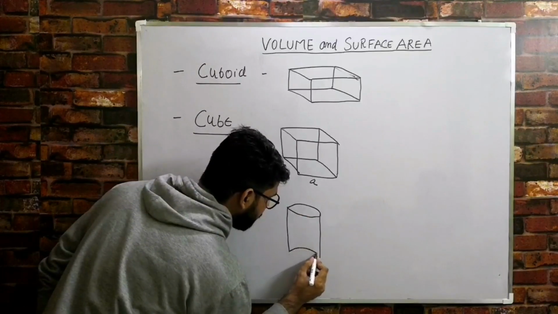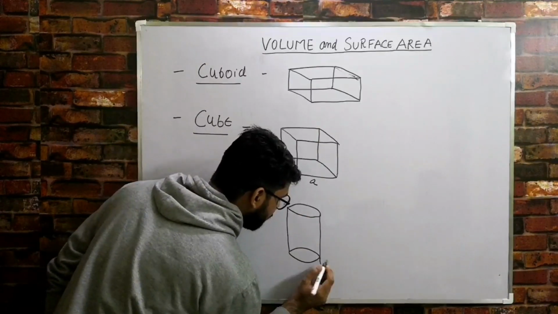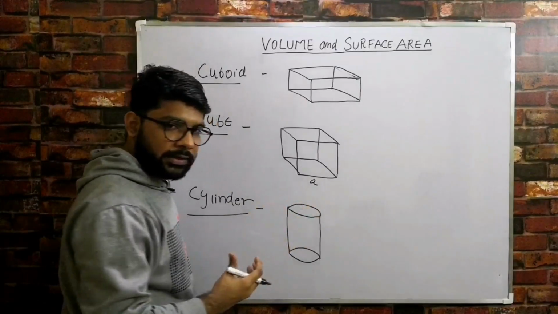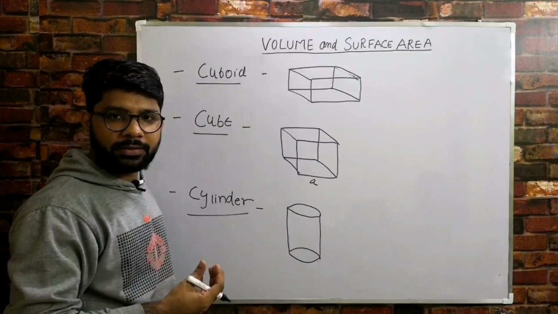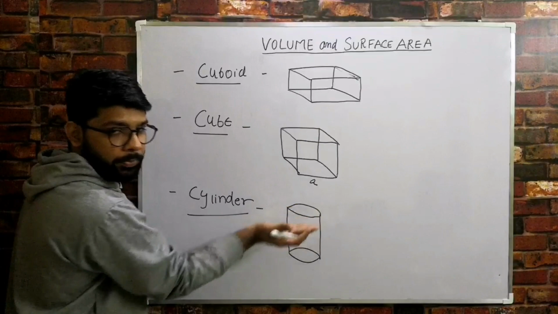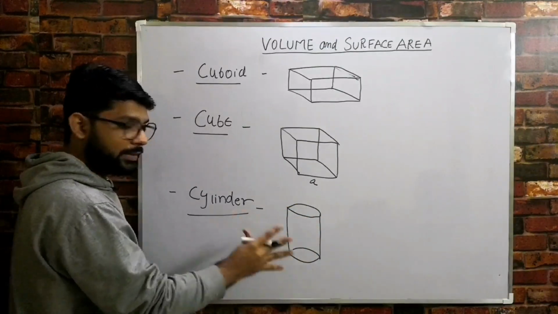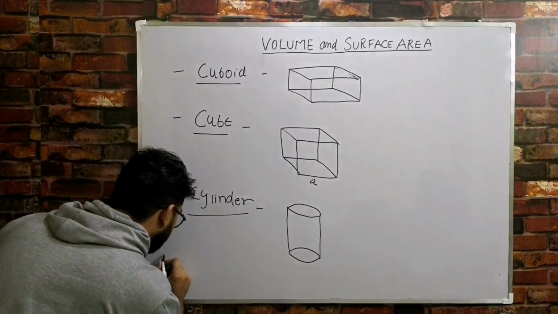This is the cylinder. I am not good at drawing, so bear with me. We have to find out the total surface area of the cylinder, the curved surface area of the cylinder, the surface area of the upper part, the surface area of the lower part, and the volume of the cylinder. We will find out all these things in our upcoming part.